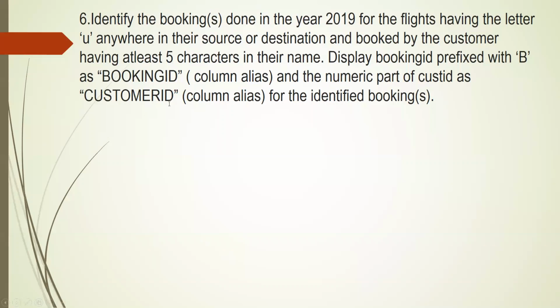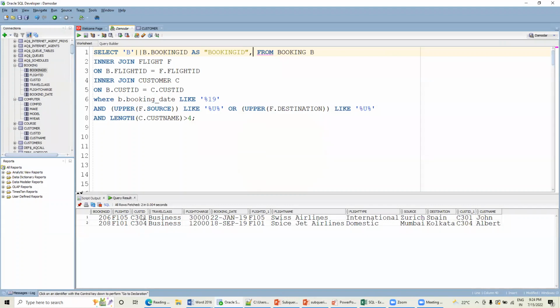So the numeric part of the customer ID, in C301, what is the numeric part? 301. So this 301 is the numeric part of the customer ID that I need to show. How will you come up with this? If you observe the customer ID, it is the same pattern. It starts with the second letter. The starting letter is C, so I can use a substring function.